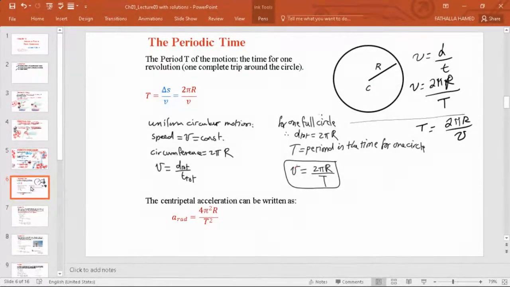Now, if you are moving with a constant speed around a circle, your motion is going to be periodic. For example, if we take the case of the Earth orbiting the Sun, the orbit is not circular, but it's nearly circular. We have a period, which goes around, a period of 1 year.